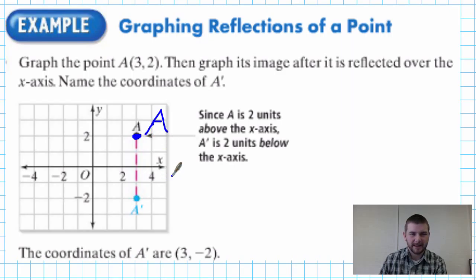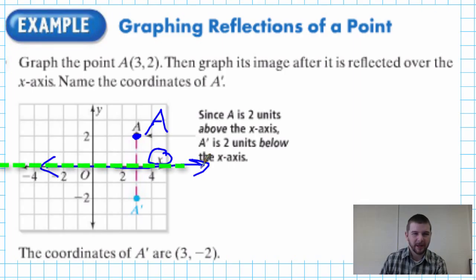Then graph its image after being reflected over the x-axis. So now we need to imagine the x-axis. And remember, the horizontal axis is the x-axis. If you forget that, it is clearly labeled. And now we imagine reflecting the point A over the x-axis. I often like to say, imagine the ink that I used to plot the point A is still wet. And then we fold our coordinate plane across the line of reflection, in this case, the x-axis.